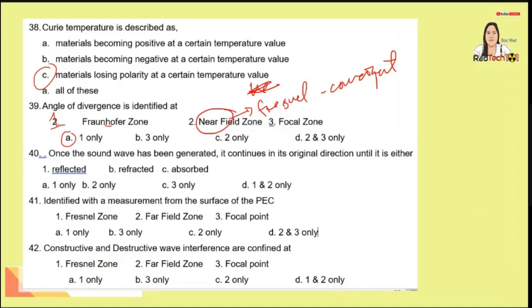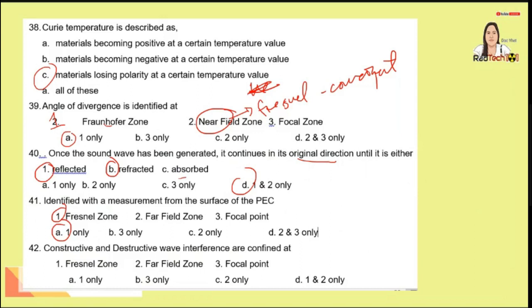40, once the sound wave has been generated, it continues in its original direction until it is either reflected or refracted. So kasi kapag na-absorb siya, so hindi na siya babalik sa kanyang original direction because wala nang babalik. Na-absorb na siya. 41. Identified with measurement from the surface of the PEC. So na-mention ko na kanina yung ating Fresnel zone.